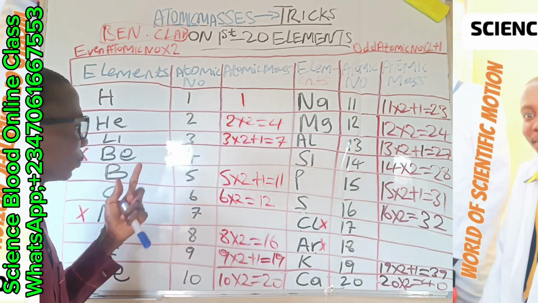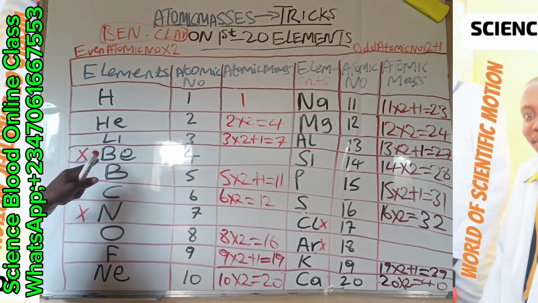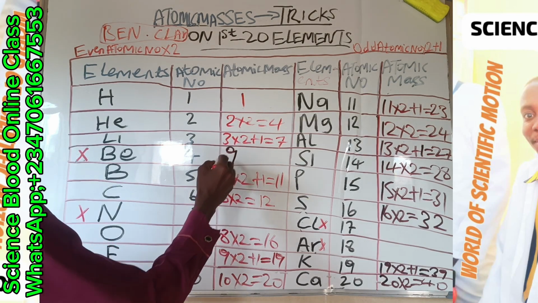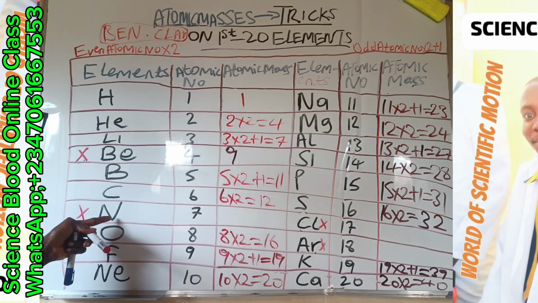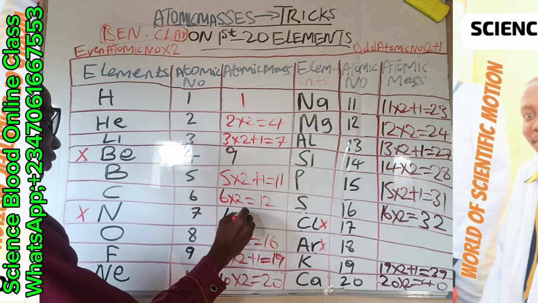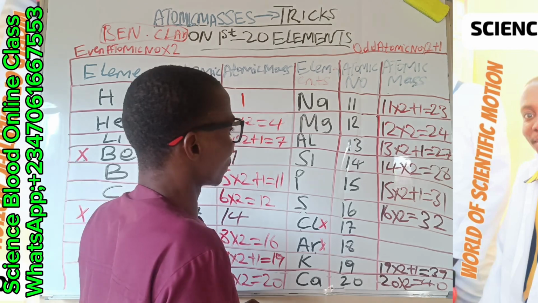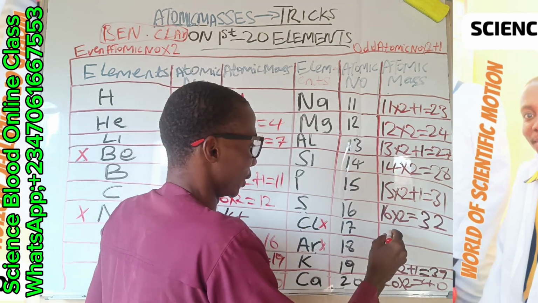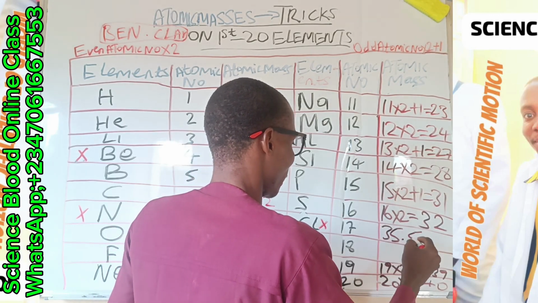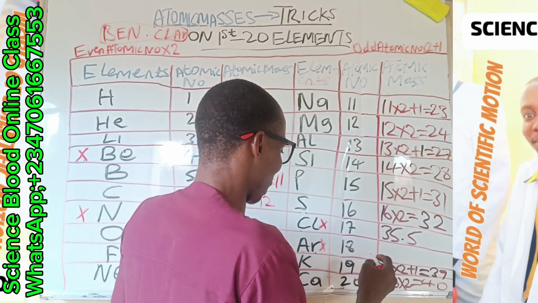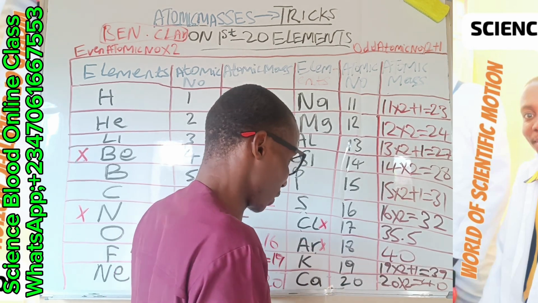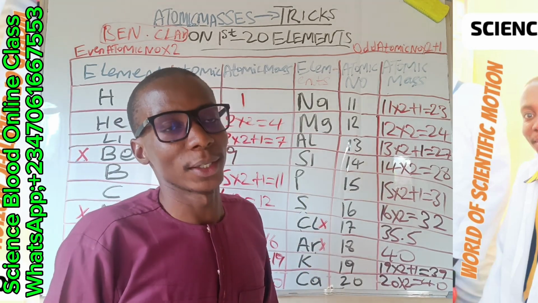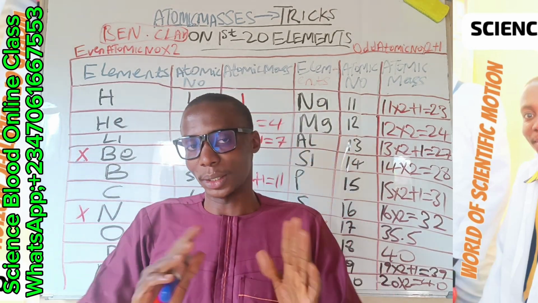All right. So let's move to those exception elements like beryllium. The atomic mass of beryllium is 9. In the same way, the atomic mass of nitrogen is 14, while the next one here, chlorine, is 35.5, and this one is 40, which is argon. So this is the easiest way to recite the atomic mass of the first 20 elements.